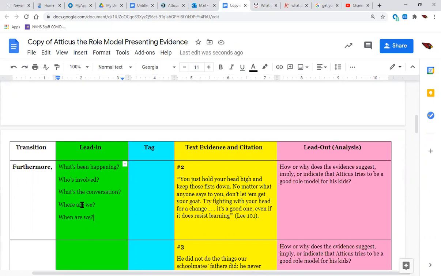Where are we? I don't know. I think maybe we might be at the Finch house, but I could always leave that part out. It's not that important. When are we? I don't know if it's lunchtime or after school or what, but in terms of what's been happening, I'm just going to keep this simple. If I'm going to demonstrate I know what a lead-in is, I can do this much and still do fairly well. What's been happening? I like the word when for lead-ins.